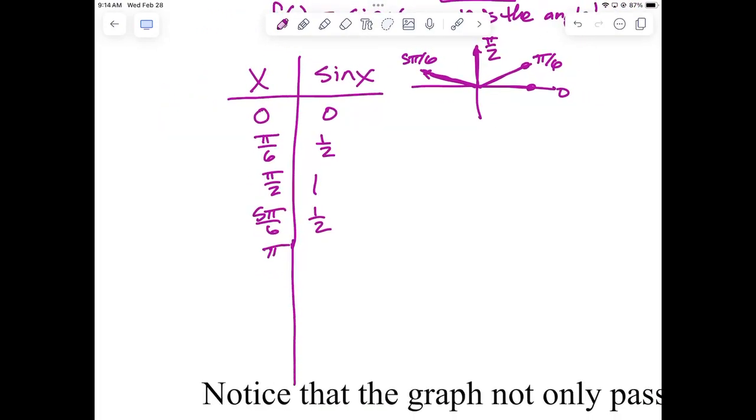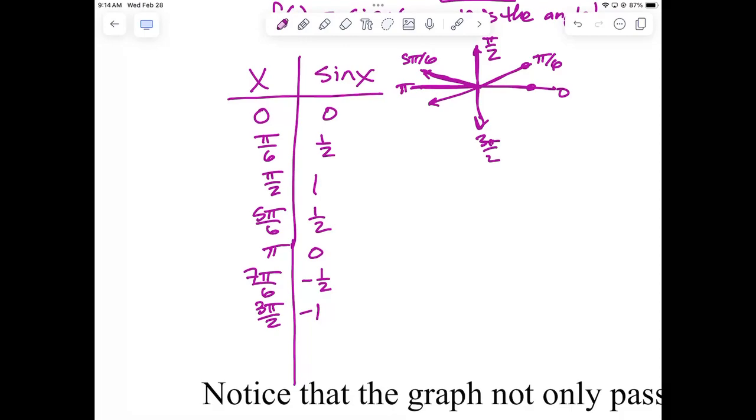Okay, let's keep going. What about pi? What's sine of pi? We're back on the x-axis again, so it's 0. Yeah? All right, what would be the next pi/6 angle in quadrant 3? Good, 7 pi/6. What would sine of 7 pi/6 be? Negative 1/2. You got it. You're figuring it out. All right, let's go straight down to 3 pi/2. What's sine of 3 pi/2?